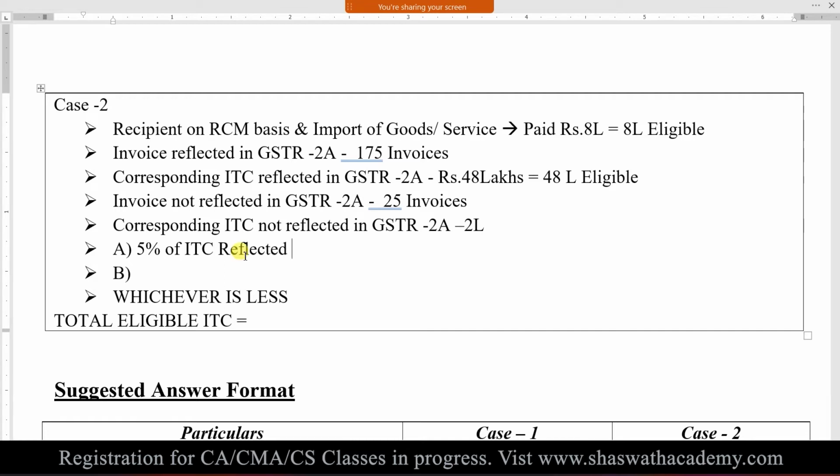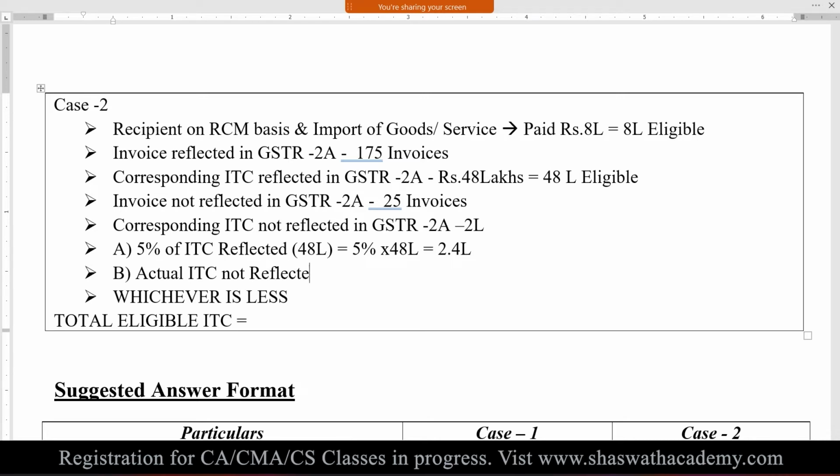My dear, how much is the ITC reflected in our case? 48 lakhs. So tell me, my dear, what is 2.4 lakhs. 5% of 45 lakhs? 2.4 lakhs. So 2.4 lakhs. What is the actual ITC? Actual ITC not reflected: 2 lakhs.